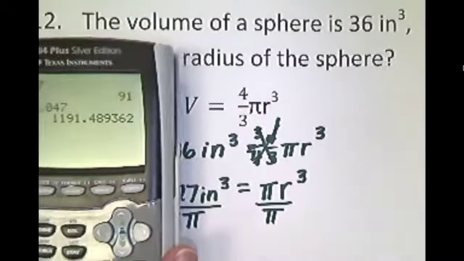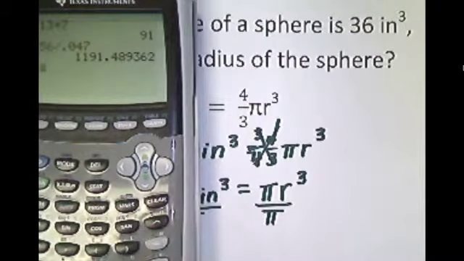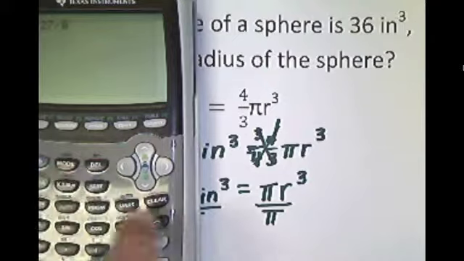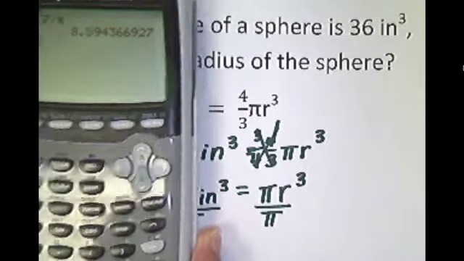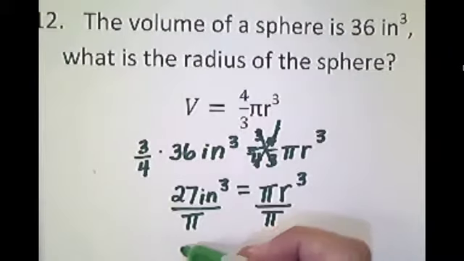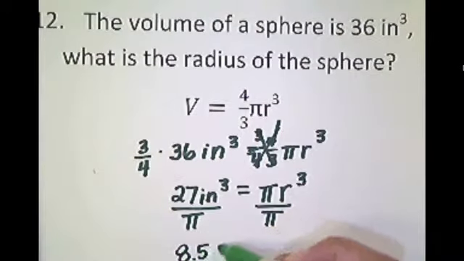Notice on your calculator, on the graphing calculator, the pi is right here above this little arrow, and it is in blue. So when we want to take 27 divided by pi, since it is in blue, I need to hit second pi. So that gives us about 8.59. Notice we still have inches cubed.